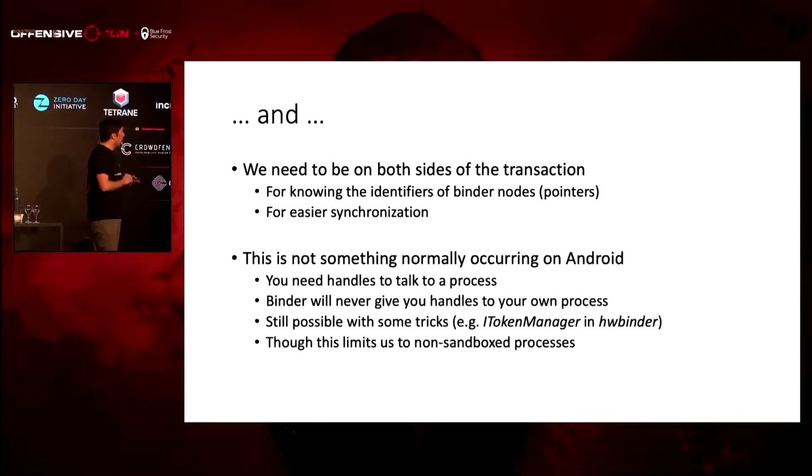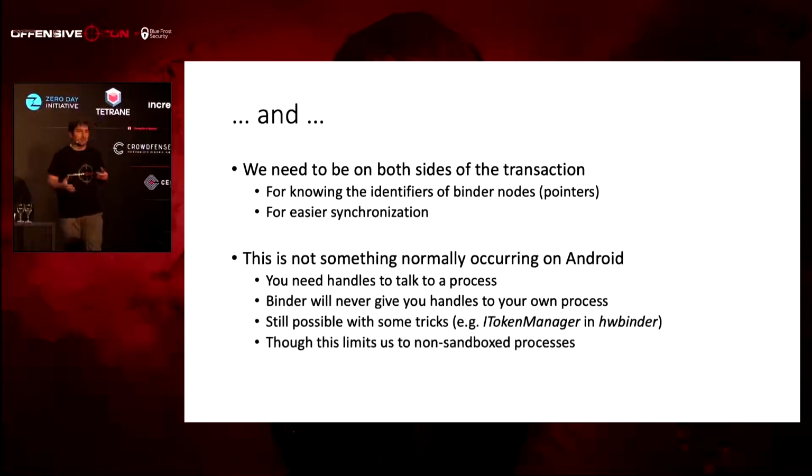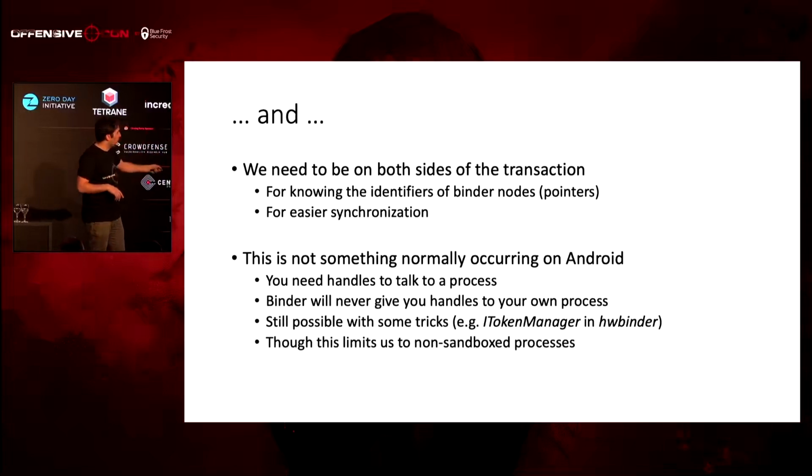Now, the talking-to-yourself kind of thing is not really something that happens on Android, not often, because as I said earlier, if you get a handle to yourself, it becomes a pointer, and you can only talk to handles. So how do we deal with this? It turns out that the binder driver has file descriptors matching processes, right? And there are some tricks, for example the token manager written down here, which was disclosed in one of the Project Zero issues a while back. With that one, you can get a handle to yourself.